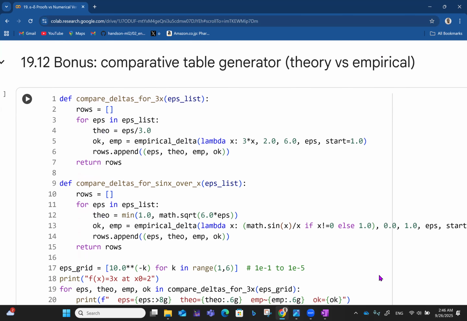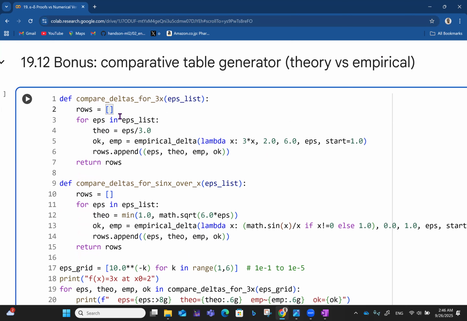So we have a bonus here. We have a comparative table generator which compares theory versus empirical. We define a function, compare_deltas for 3x. We take epsilons, a list of epsilons like we've been doing, and then we initialize this. It's like opening a bank account for rows where you're going to be appending those rows later. So for epsilon in the epsilons list, you have the theory to be epsilon over 3, just like what we got when we were doing the proof.